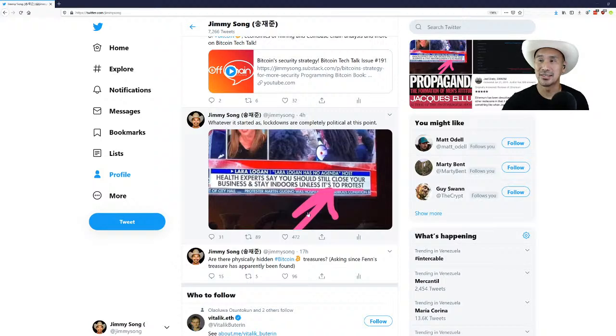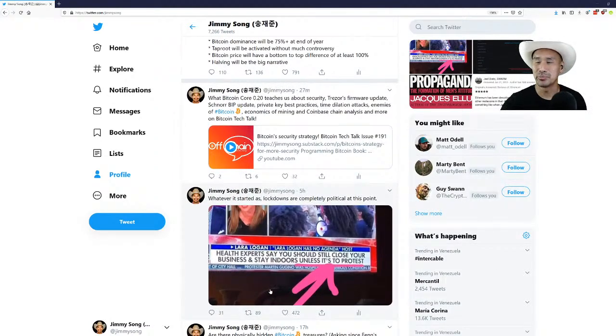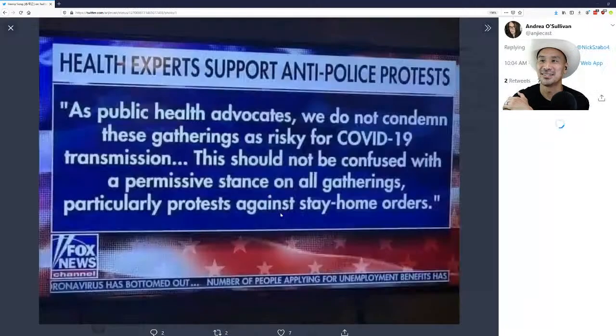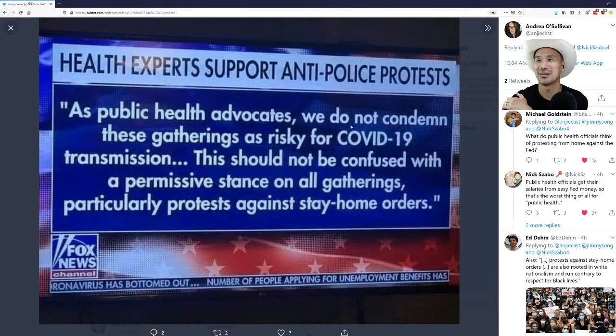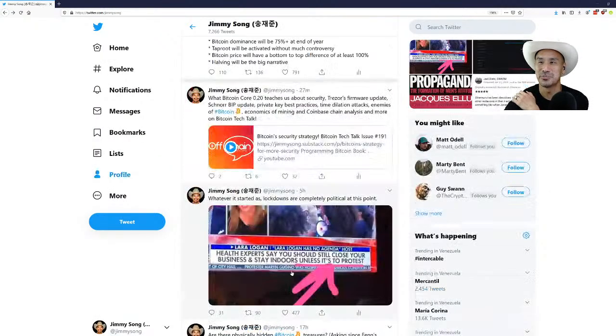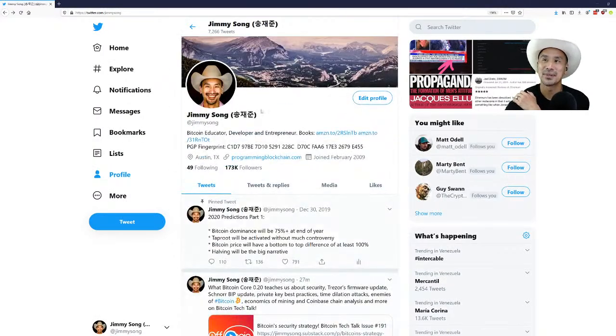And whatever it started as, lockdowns are completely political at this point. Health experts say that you should still close business and stay indoors unless it's to protest, which is hilarious. You know, this is the actual statement: as public health advocates, we do not condemn these gatherings as risky for COVID-19 transmission, which is just completely politicized at this point.